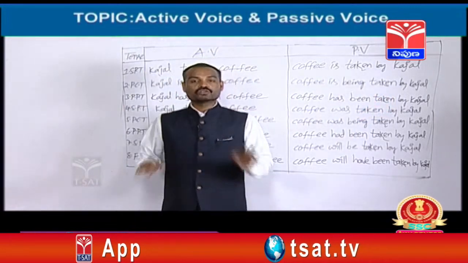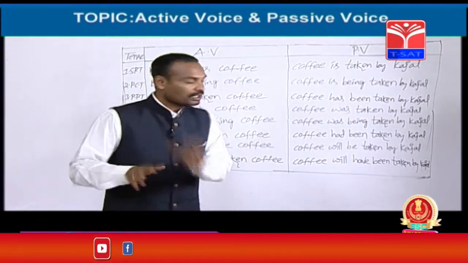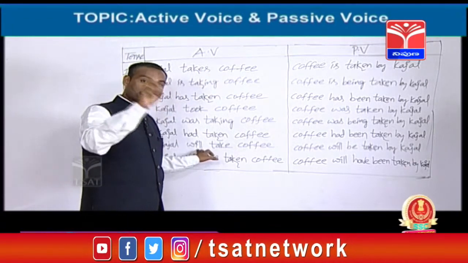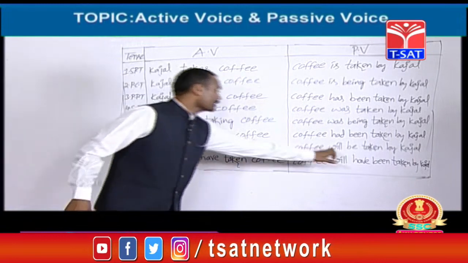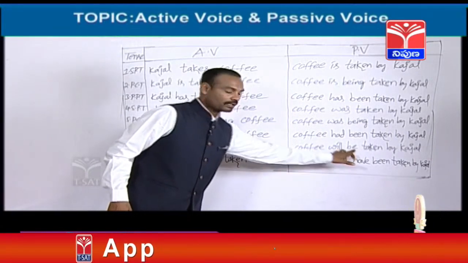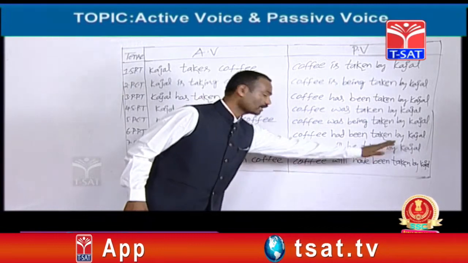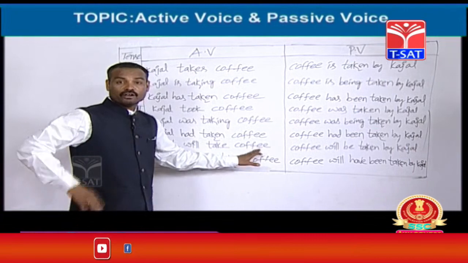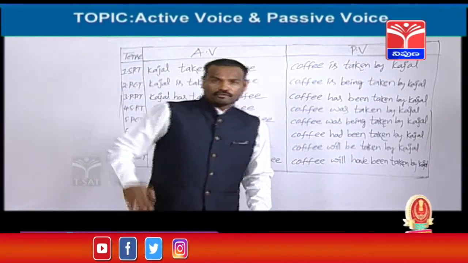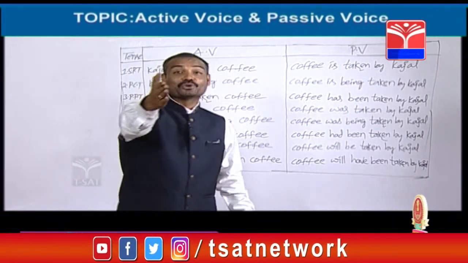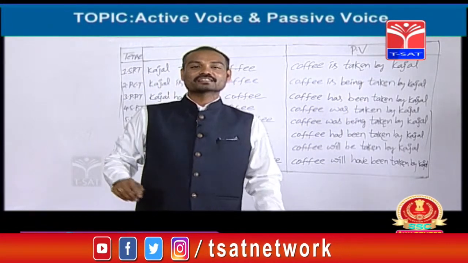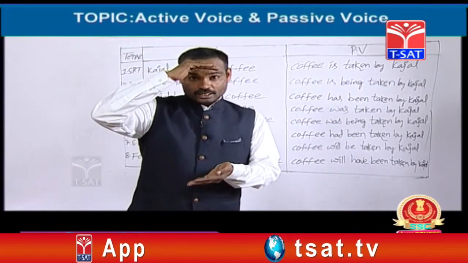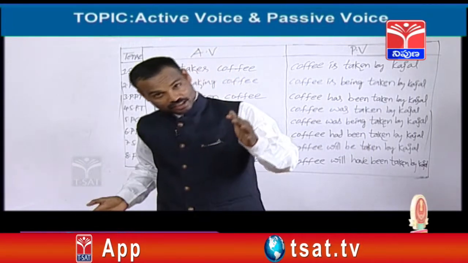You understood very well when we should write be in passive voice. Whenever you find modal verbs like will, would, shall, should, can, could, may, might, as it is it should be written, and the be form should be written. So, coffee will be taken by Kajal. Sir, in this example the object is singular, so will be taken. For a plural object, shall be taken? No. Oh God, what a naughty doubt you are asking. Don't ask such doubts. For a singular object will be, for plural objects shall be.